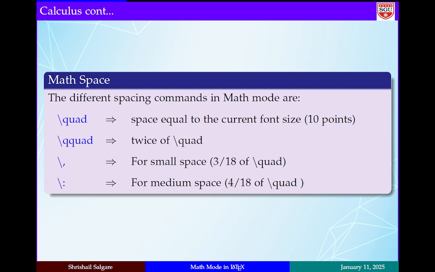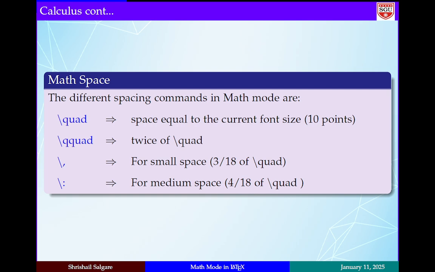So let us continue with the mathematical part. Again, before that, suppose you want to give some particular space. In the first slide we used only backslash, which is used for one space. Instead of that, if you use backslash quad, that will create a space equal to the current font size. If the font size is 10, then a space of 10 will be there.